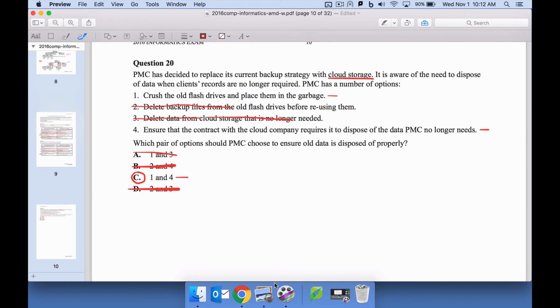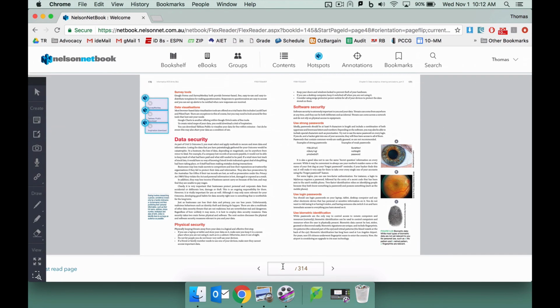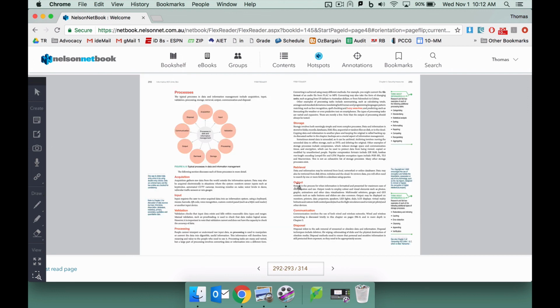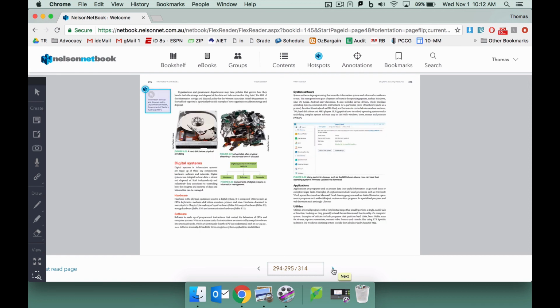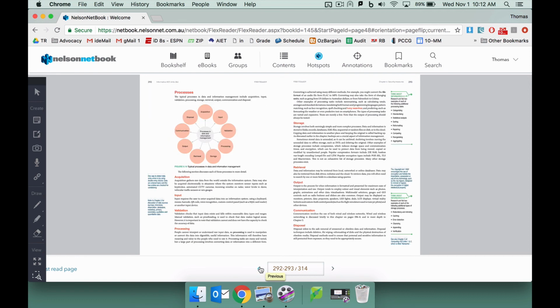For question 20 on page 293 of our books, there is some stuff about retrieval, storage, and disposal, the processes that should be followed. So I think we've referenced this page also before throughout this multiple choice section. So that's probably a hint that you should know going into the exam these processes, or the recommended processes, for all these headings here.